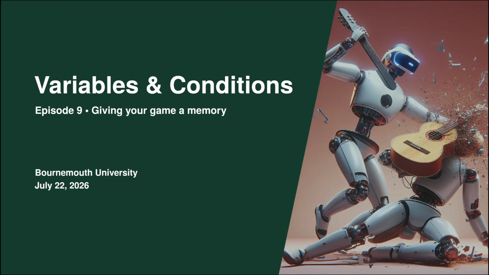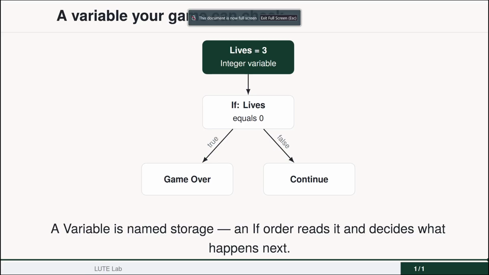Our game from the previous video will always play out the same way once you pick either answer. So let's give our game something to remember so it can react to something that's already happened in the past. A variable is just a named storage on the flow engine. An order that uses a conditional statement, such as an if order, reads this variable and decides what will happen next. Let's take a closer look in the editor.